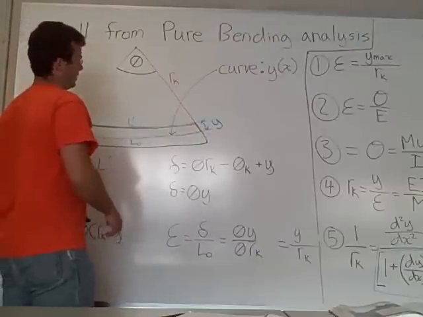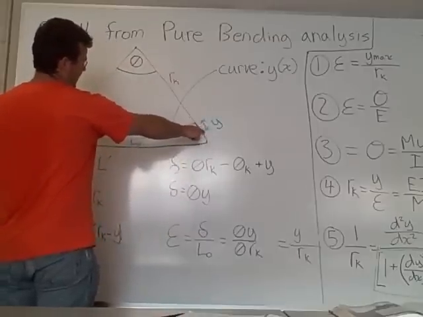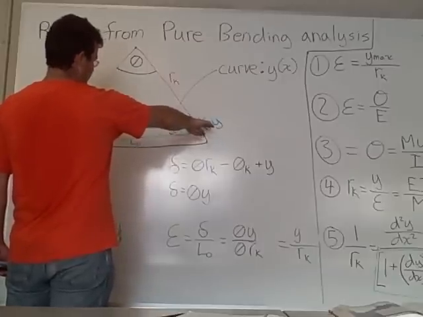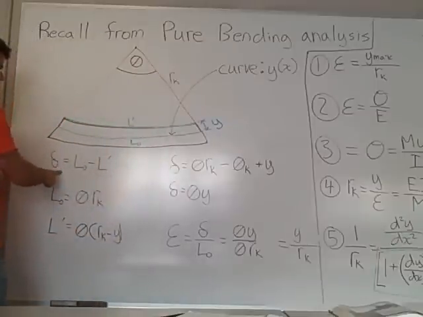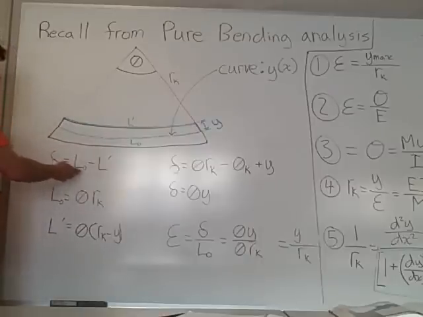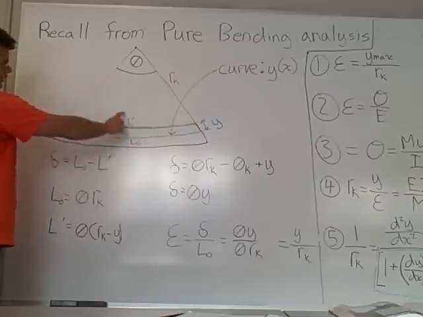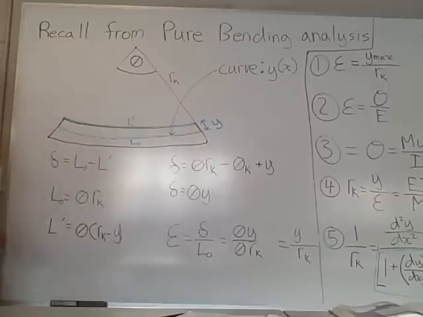Then we also noticed that at any distance from the neutral axis, there's going to be some deformation in the beam, and that deformation is going to be the original length minus L prime, which is the new length, whatever that is. It depends on the distance from the neutral axis y.